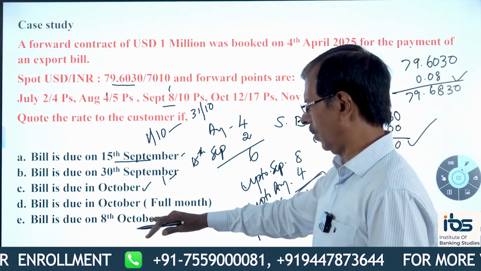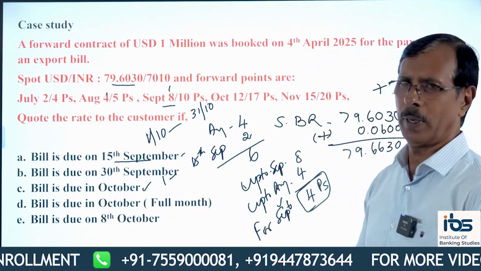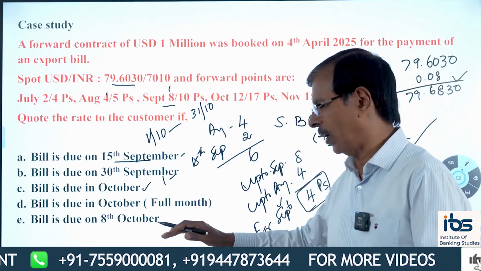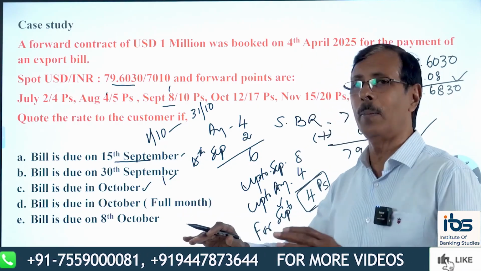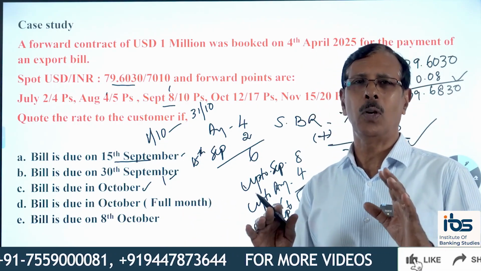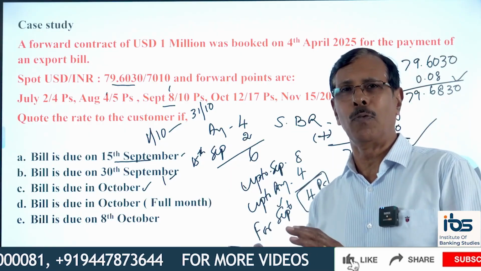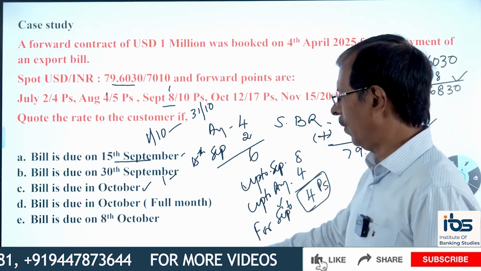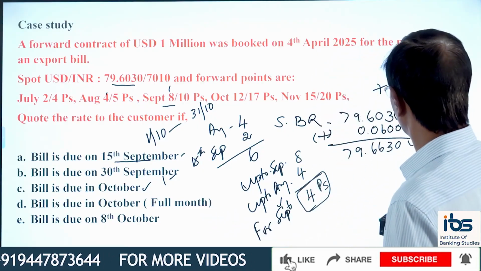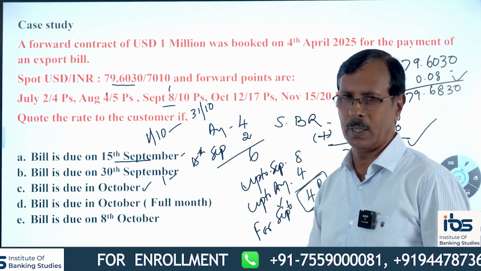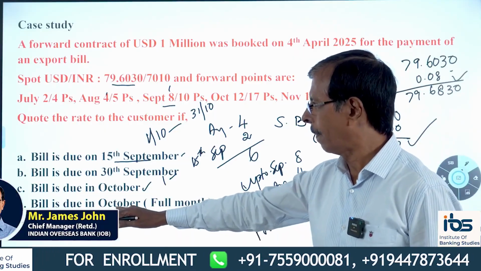Look at the 4th question, bill due in October. Bill due in October is the same as bill due in October full month. So October and October full month, or September full month, are one and the same thing. Therefore, the answer for D is also the same. Now coming to the last question, the 5th question, E.